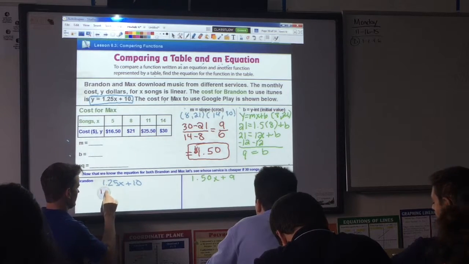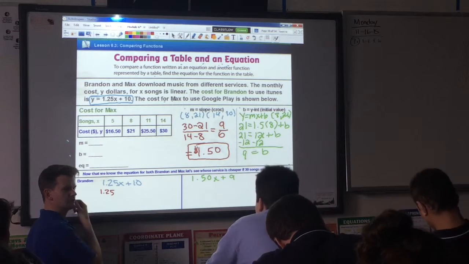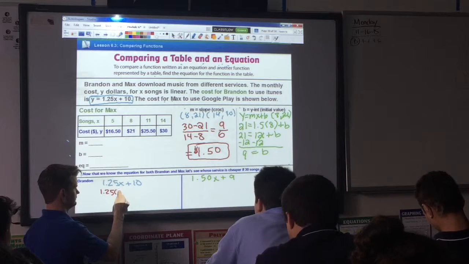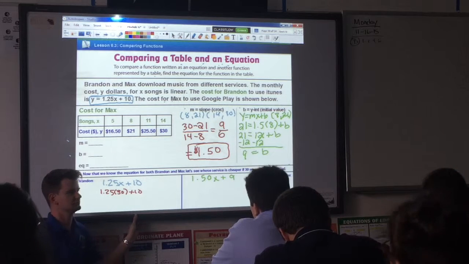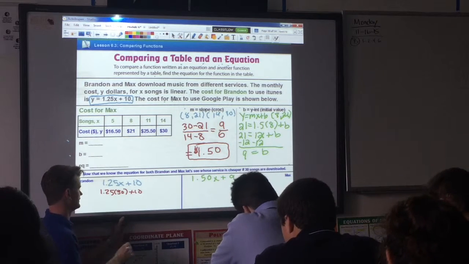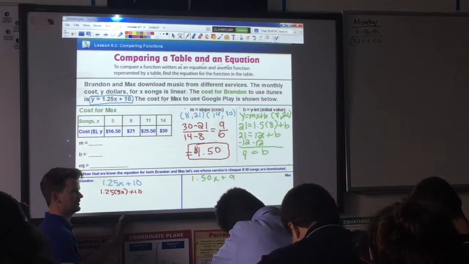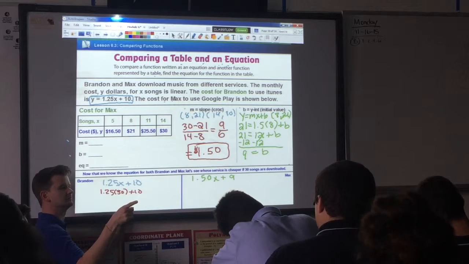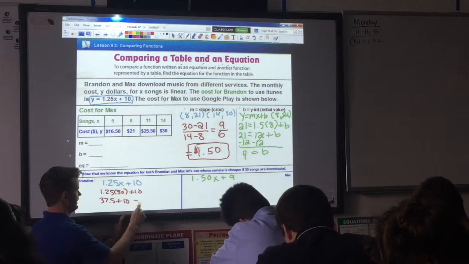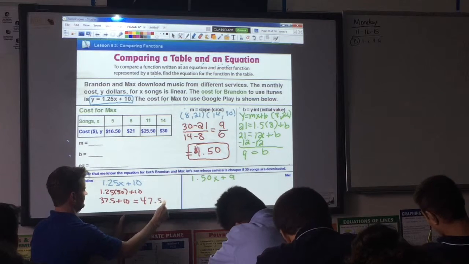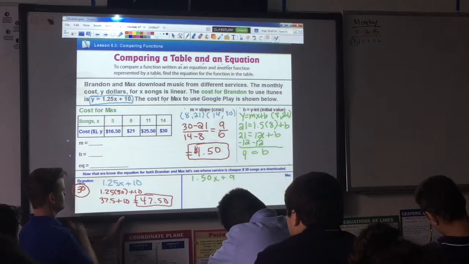So let's figure out who is cheaper. I'm going to write 1.25. The x is removed and is replaced with what? 30. Plus 10. Anybody know what 1.25 times 30 is? It's not 375. It's 1.25 times 30. Anybody have an idea? 37.5. Don't forget to add the 10, and I'm going to get $47.50. So that's how much it costs for Brandon to download 30 songs.